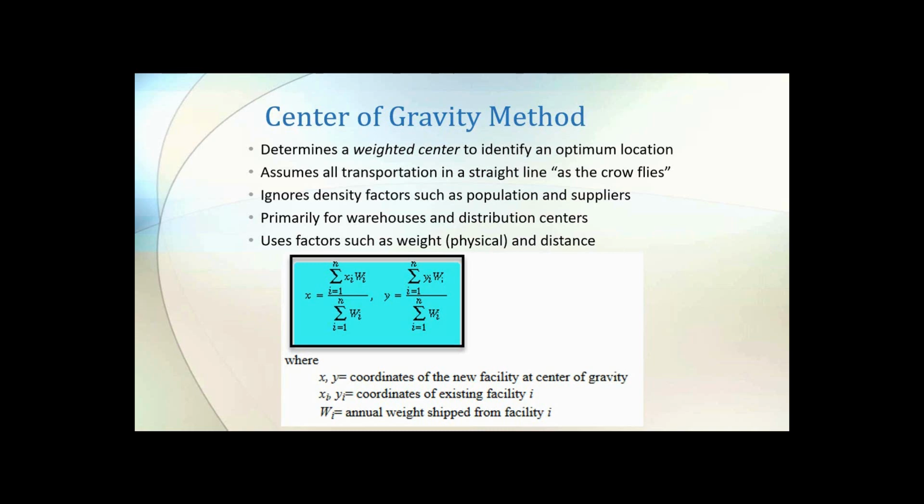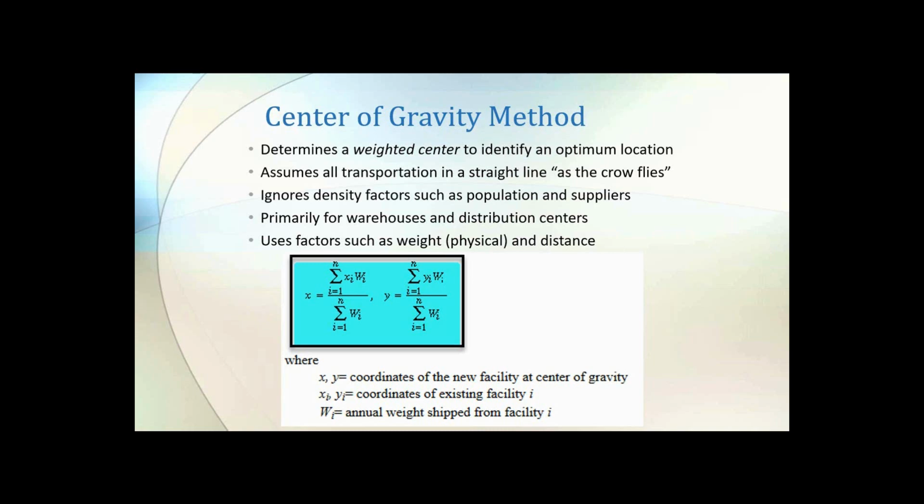When we look at the center of gravity model, we need to assume that all transportation in a straight line is as the crow flies. So this means we ignore density factors such as populations and suppliers, unless the criteria that we use takes that into consideration. Like in this example, we use weight shipped from the facility. That really does not take into consideration, for instance, that you may have a lot of population in a certain area. In a way it would, I guess, because if you're in a location with a lot of customers, you do a lot of deliveries.